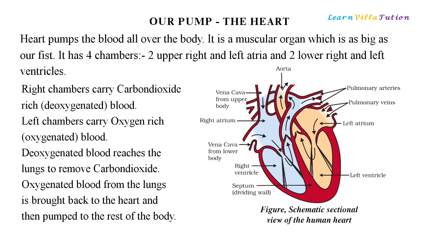Deoxygenated blood reaches the lungs to remove carbon dioxide. Oxygenated blood from the lungs is brought back to the heart and then pumped to the rest of the body.